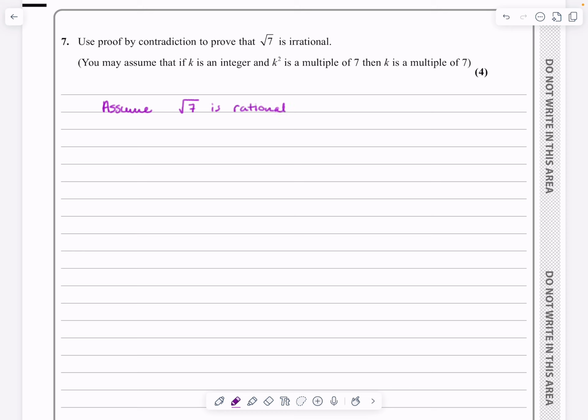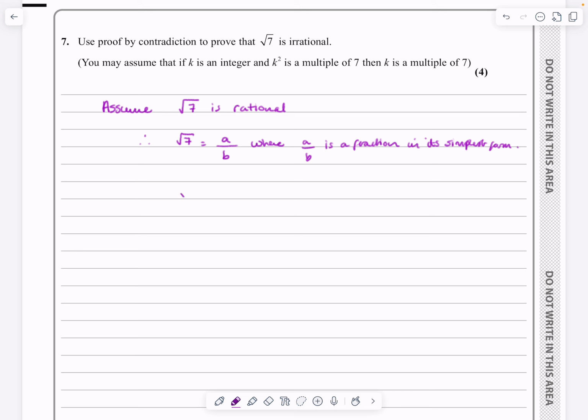If that's true, then root 7 being rational means it's able to be written down as a fraction. So root 7 can be written down as a over b. And I know what I'm going to do with this simply because I've looked in the book and seen the example there. It's a over b, where a over b is a fraction. That's not the key. The key is that it's a fraction in its simplest form. And that's where I'll have a contradiction later on. You'll see what happens when we go through and do the proof.